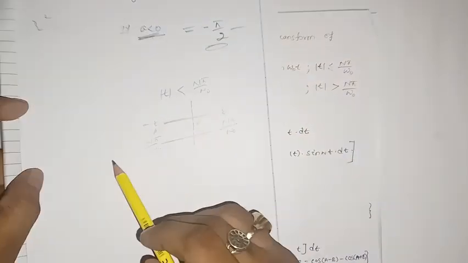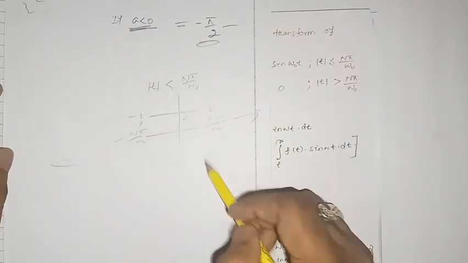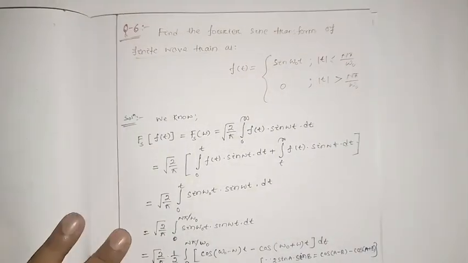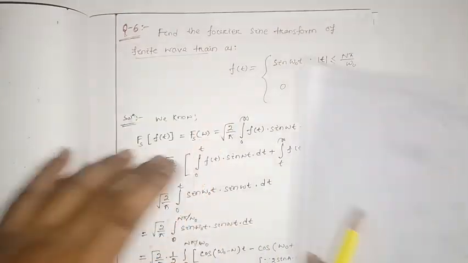In between these two values, this function exists. Otherwise, less than this value and greater than this value, it is 0. So why is it called the wave train, finite wave train? Why is it called finite wave train?